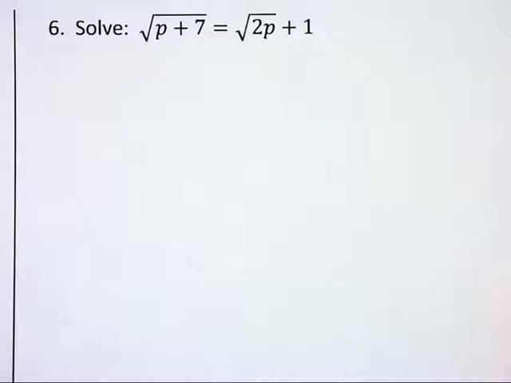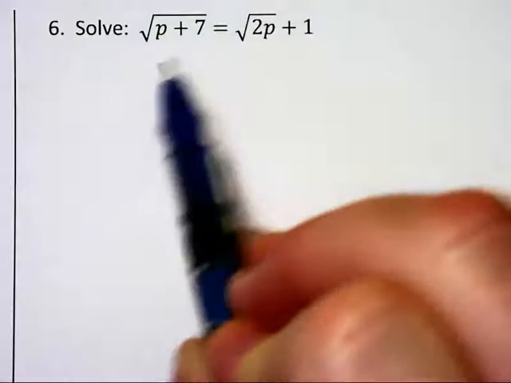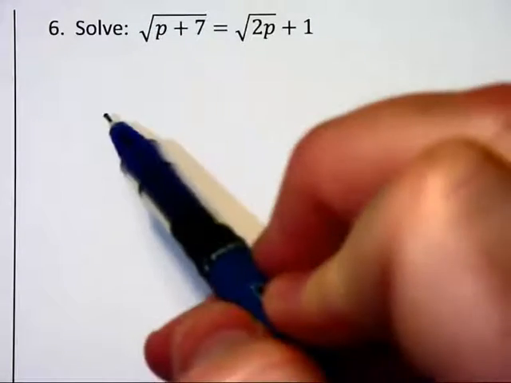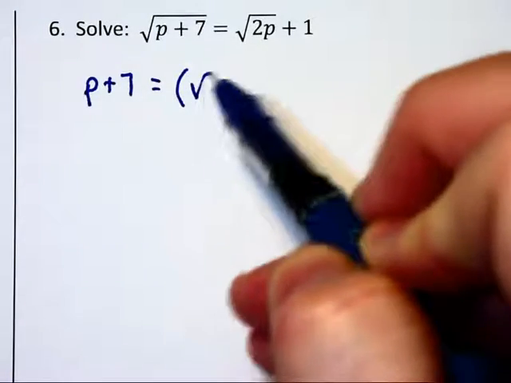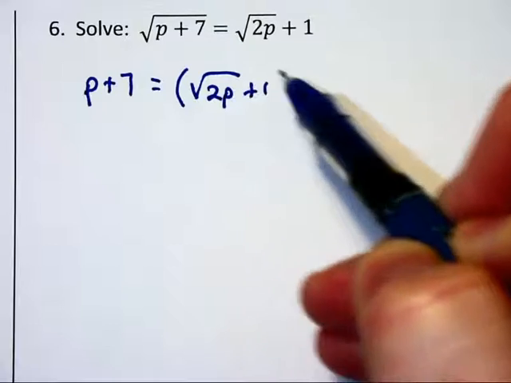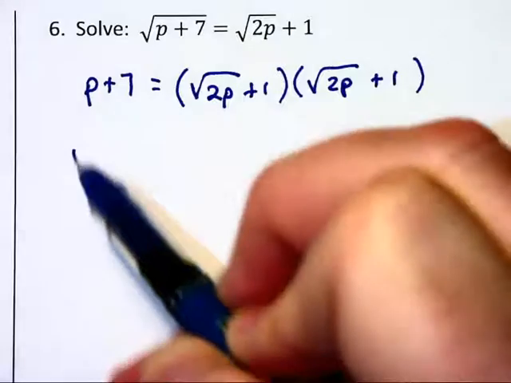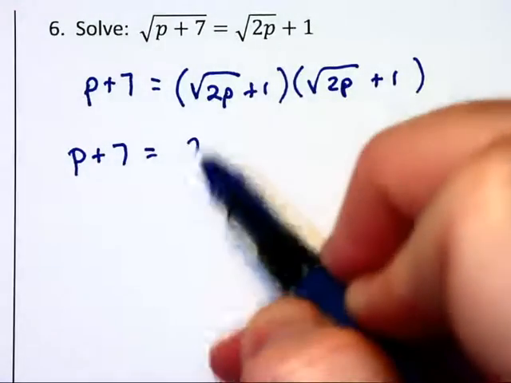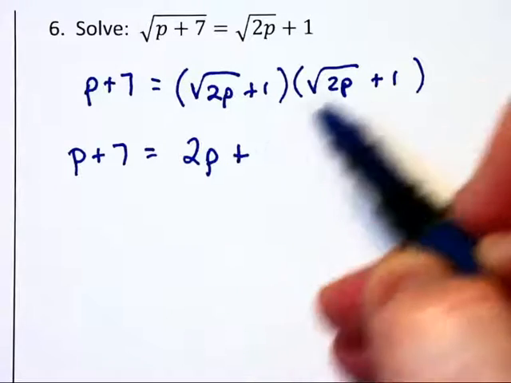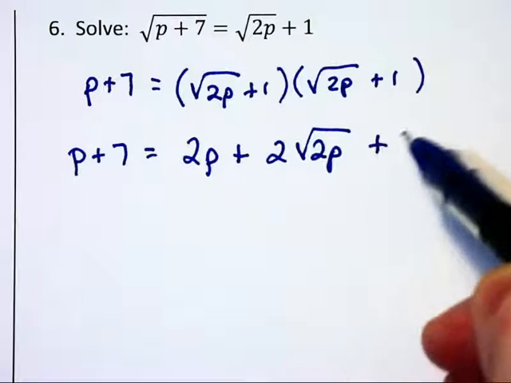This next problem looks to be very much like the previous one that we just did. We're going to have to square both sides. We've already got the square root of p plus 7 isolated on the left, so squaring the left gives us p plus 7, and on the right we're going to have the square root of 2p plus 1 times again the square root of 2p plus 1. On the left, no change, but on the right we're going to do the FOIL procedure, and that will give us 2p plus 1, radical and 1 radical makes 2 radicals of 2p plus 1.